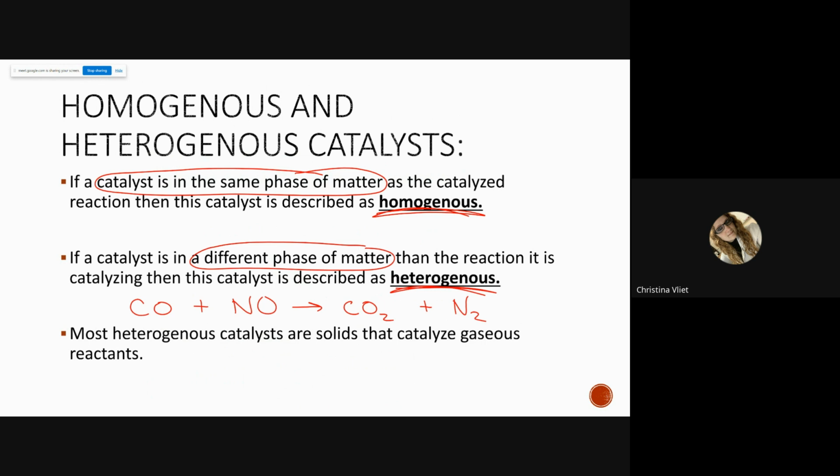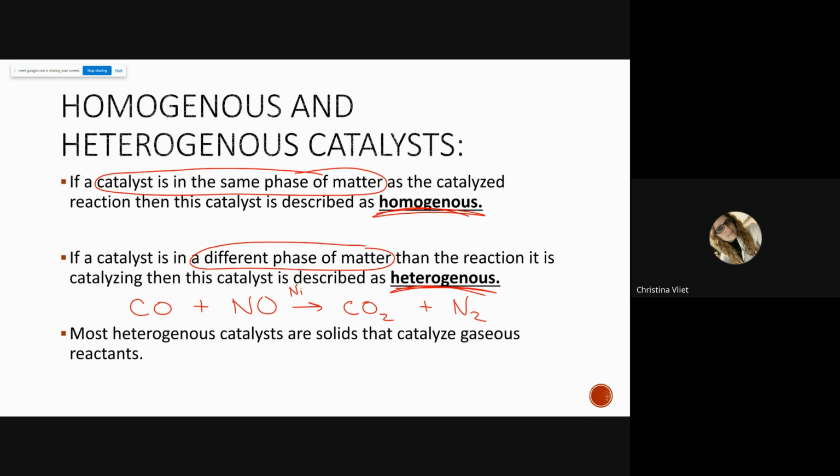Nitrogen oxide? Nope. Carbon monoxide? That's a reactant. O2? No. Yeah, like a metal. It takes place on the surface of a metal in the engine. A metal such as nickel or platinum, right?